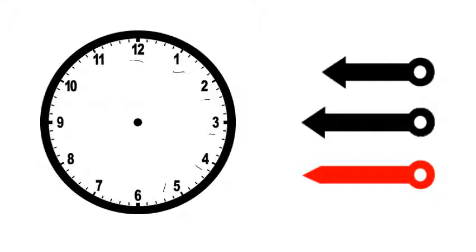What does this hand here represent? This one? Minute. And this one? Hour. How many seconds to a minute? 60. And how many minutes to an hour? 60. That's right. And how many hours in a day? 24. So that is why the clock moves twice, because 12 plus 12 is 24.